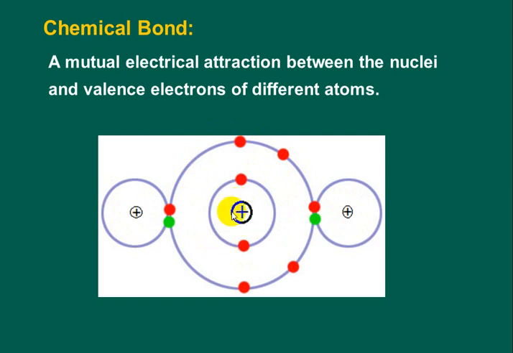So the positive charge of the middle atom attracts the electrons of the outer atoms. So this electrical attraction between positive and negative charges forms chemical bonds. So a chemical bond is a mutual electrical attraction between the nuclei and the valence electrons of different atoms. Valence electrons means the outermost electrons of the atoms.